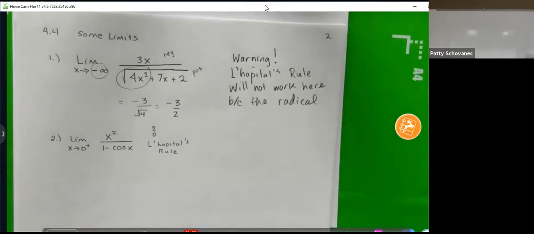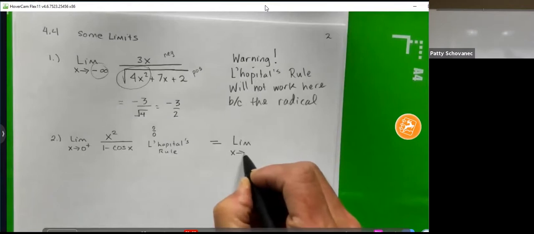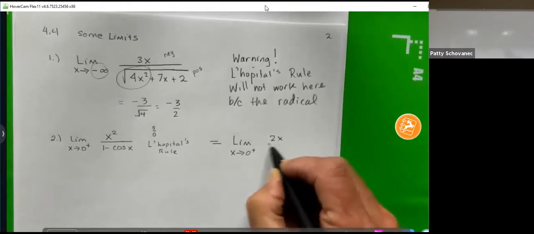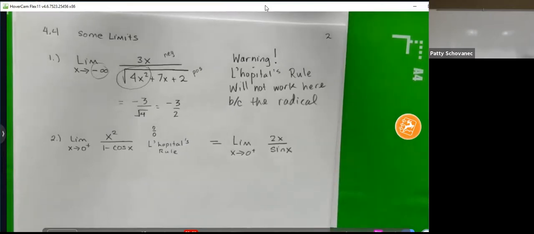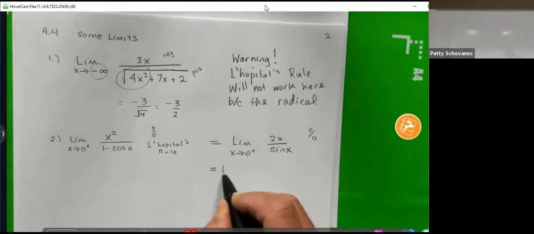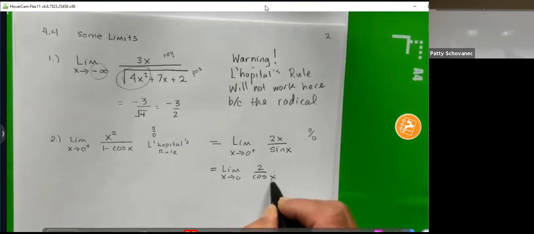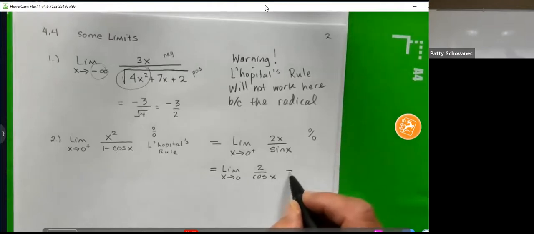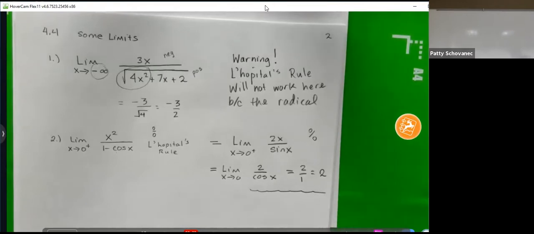Which says we take the derivative of the top and divide it by the derivative of the bottom. The derivative of the top is 2x. The derivative of the bottom is sine of x. So I still have the 0 over 0 form. Sine of 0 is 0. 2 times 0 is 0. So we do L'Hopital's rule again. And we get 2 over the cosine of x. And now the cosine of 0 is 1. So we have 2 over 1, or 2. Okay.